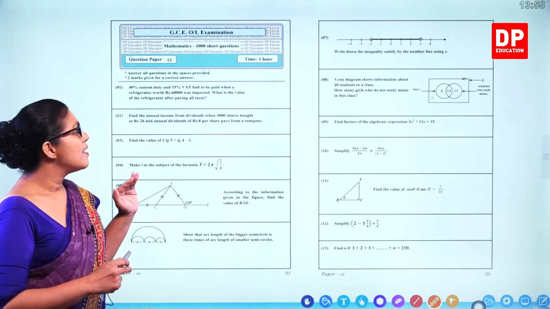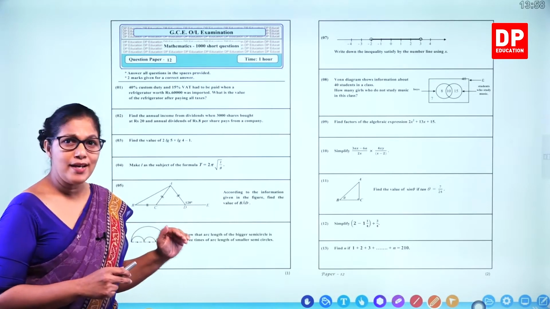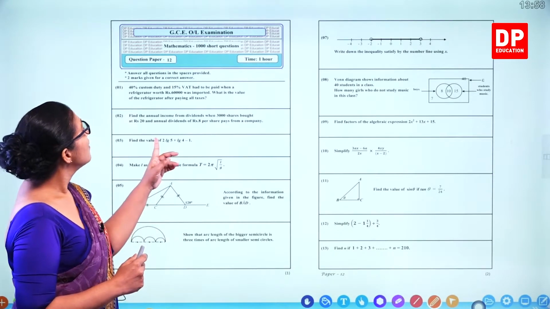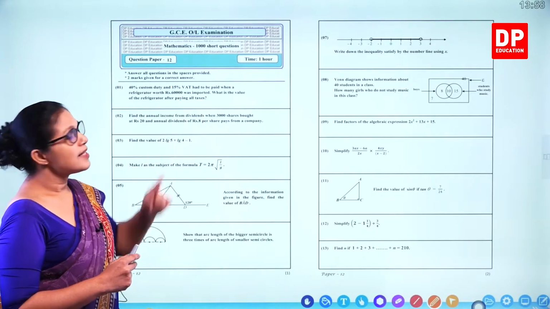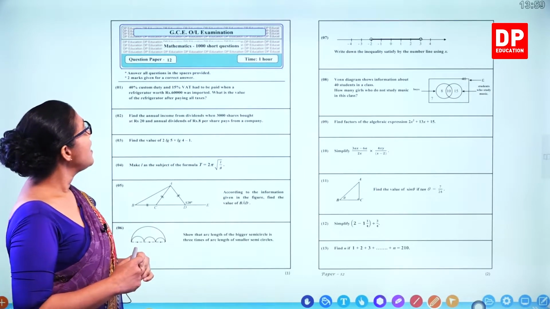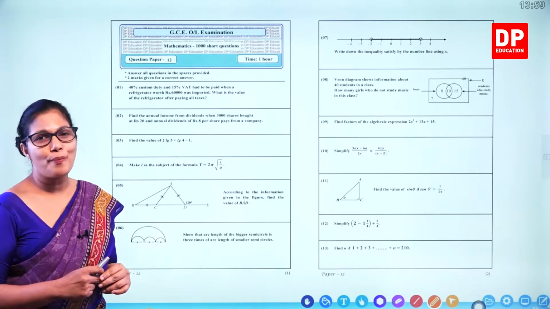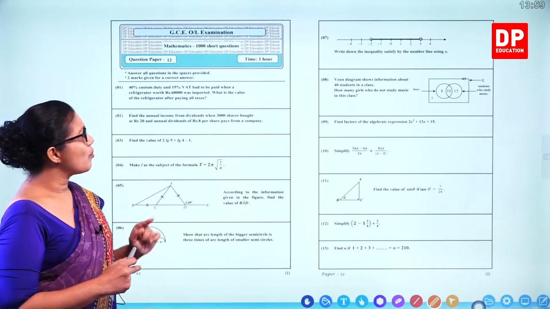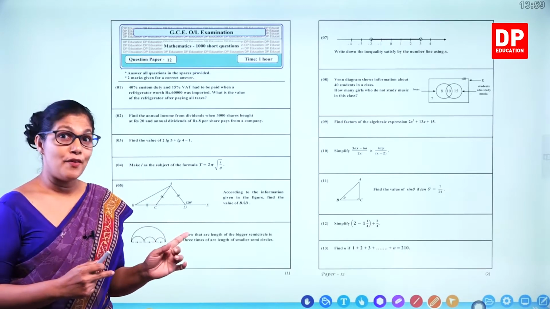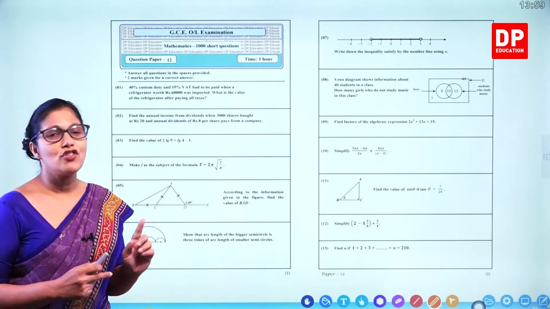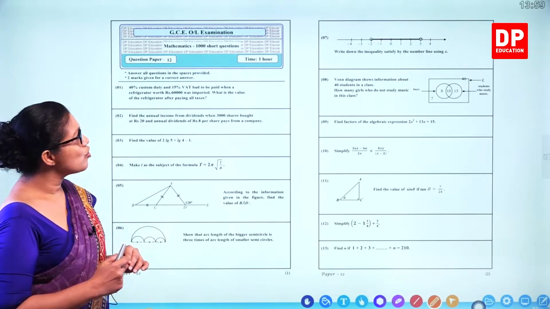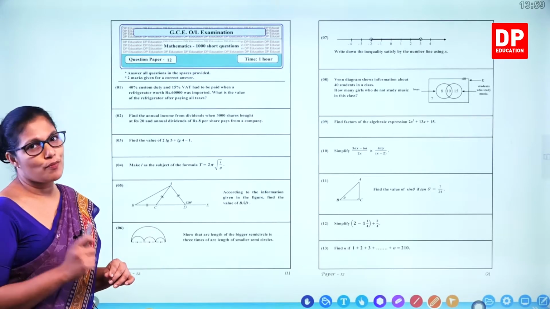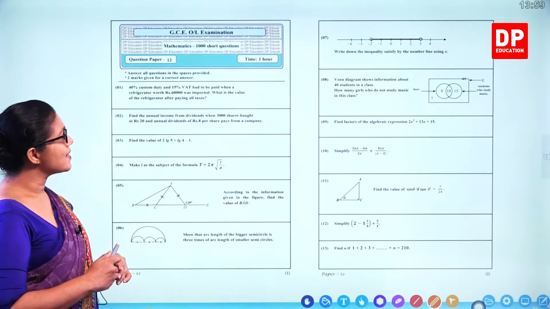So this is similar to paper 1 part A in your O-Level exam. So answers you can write in the spaces given and each question is worth 2 marks. So you can spend 2 minutes for each question and the remaining 10 minutes you can check your answers. So make sure that you do the paper first and watch my video to check your answers.